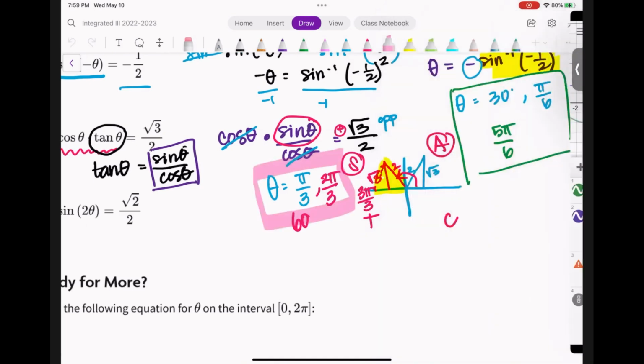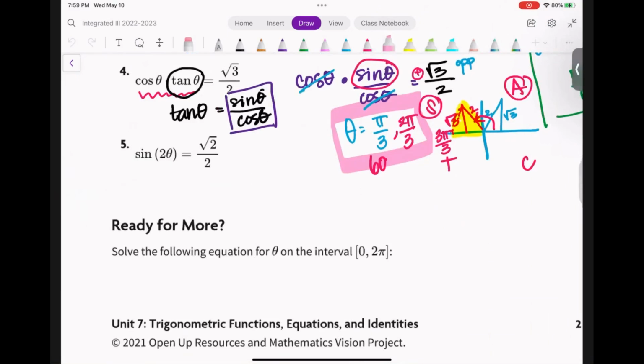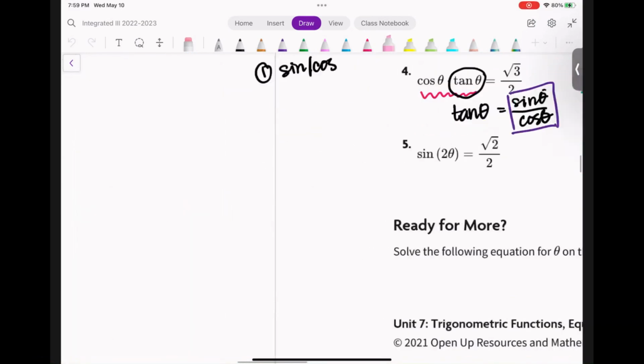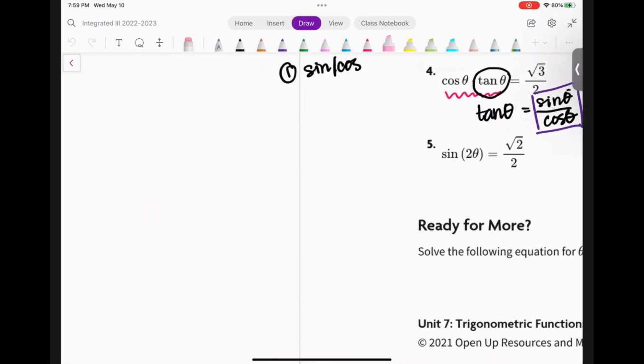Okay, so this is the one that I want you to try by yourself. It's sine 2 theta equals root 2 over 2. You should know the triangle that we're in. If you don't know, that's okay. So go ahead and try that and then come back to me and we will finish.